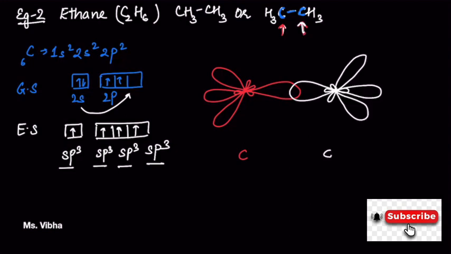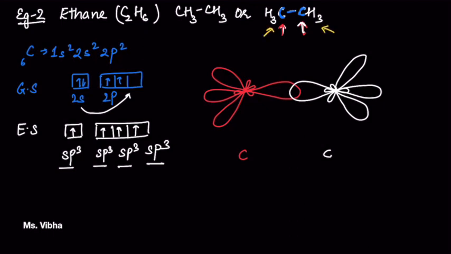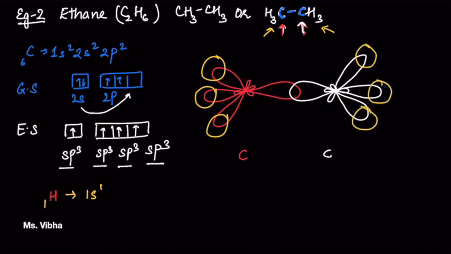Now how many hydrogens do I have? We have 6 hydrogens, 3 here and 3 here, in which there will be head-on overlapping. But first we will write the electronic configuration of hydrogen, that is 1s1, which has a spherical shape. I have 6 hydrogens that will be overlapped with the sp3 orbitals of the carbon. So we have overlapping like this. We can easily see that I have 1 electron in an s orbital and 1 electron in an sp3 orbital, so we can directly make it like this.